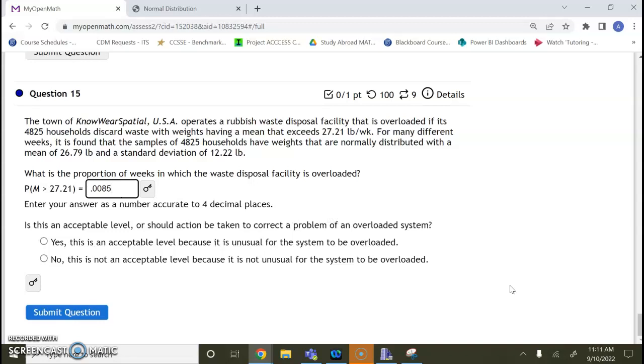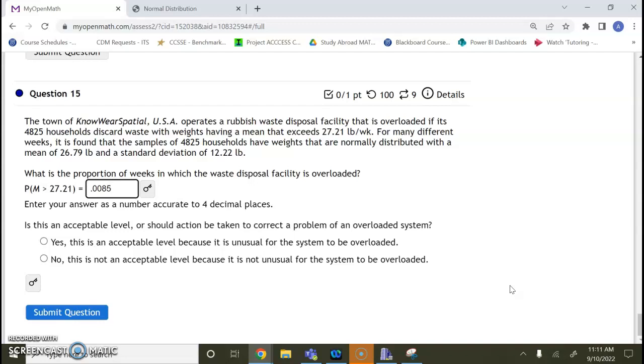It's asking for the number accurate to 4 decimal places, which we have. And then the next question is whether this is an acceptable level or whether action should be taken to correct a problem of an overloaded system. So we have to think back: what is that 0.0085 telling us? What question are we actually answering here? This is the proportion of weeks that the disposal facility is overloaded.